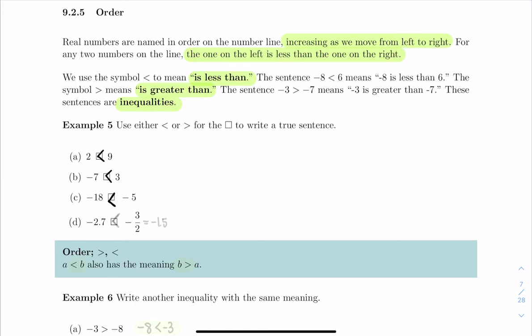And then -2.7 and -3.5/2. It would be helpful if we got what -3/2 was in decimal form. We can type this on the calculator. That's going to give me -1.5. So is that less than or greater than? That is also less than because -2 is less than -1.